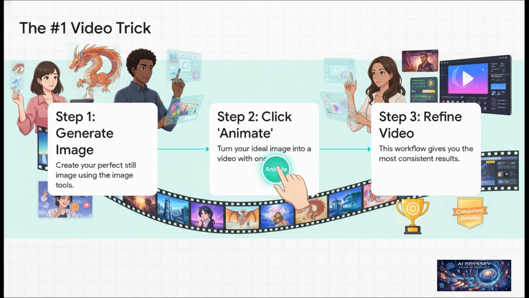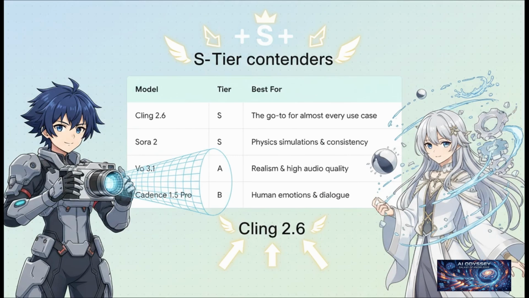Once it looks exactly how you want it, then you just click Animate. This gives you so much more control and consistency. It's a game changer. And just like with images, not all video models are made equal. You've got your all-stars. In fact, we have 2 S-tier heavyweights here.